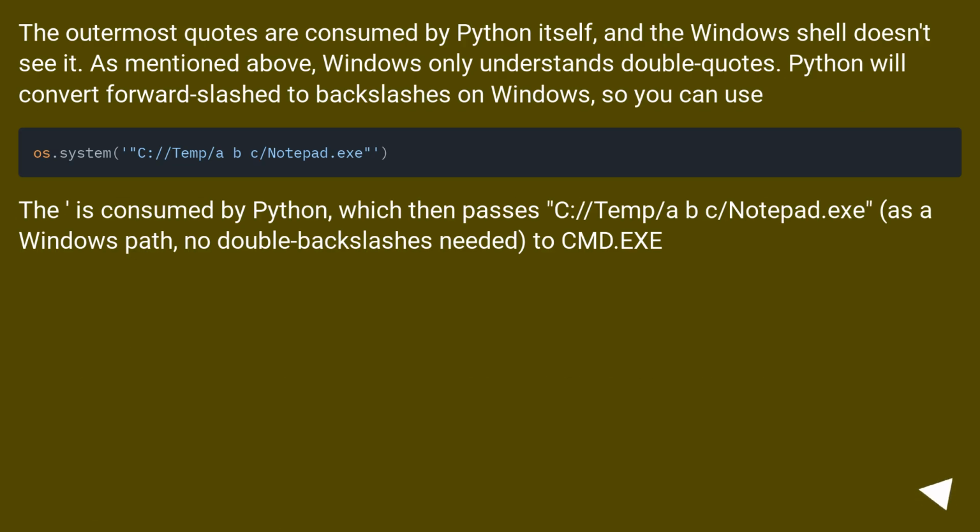The outermost quotes are consumed by Python itself, and the Windows shell doesn't see them. As mentioned above, Windows only understands double quotes. Python will convert / to backslashes on Windows, so you can use forward slashes. The backslash is consumed by Python, which then passes C://temp/abc/notepad.x as a Windows path, no double backslashes needed, to cmd.x.